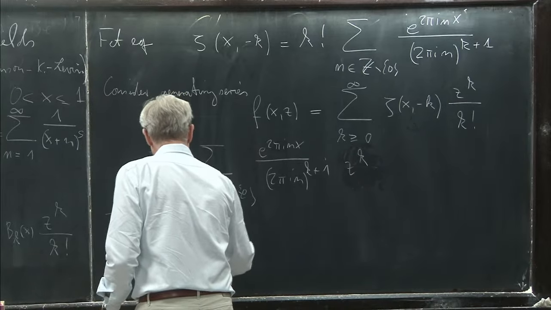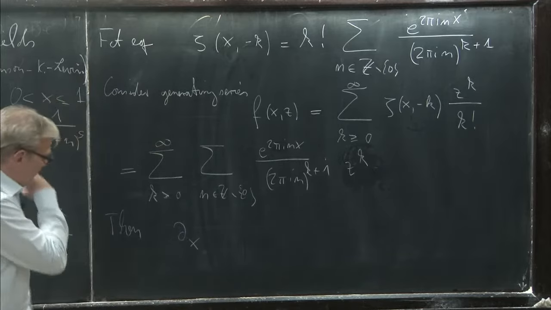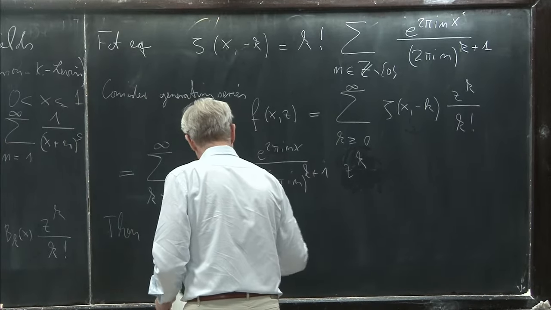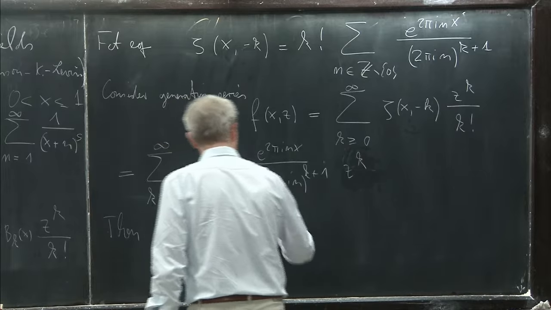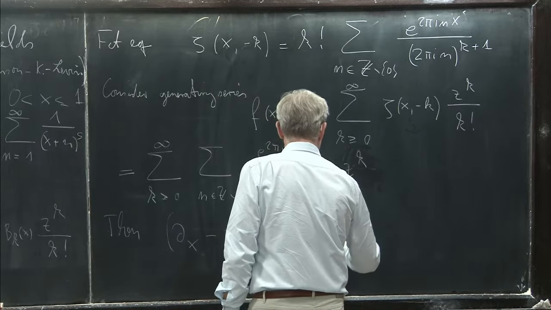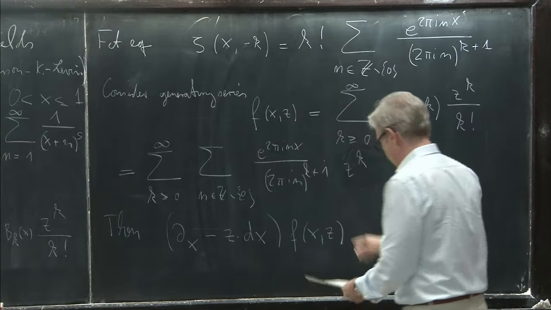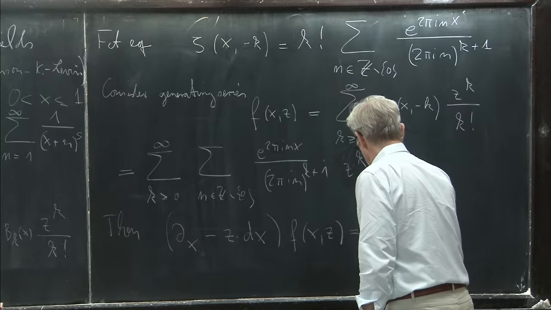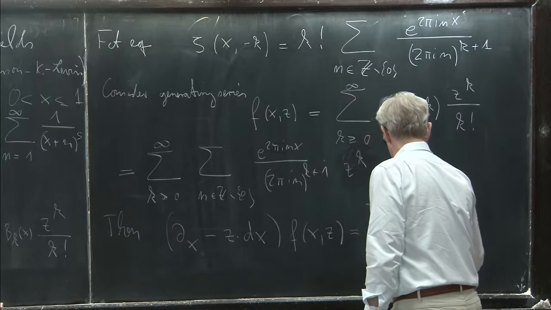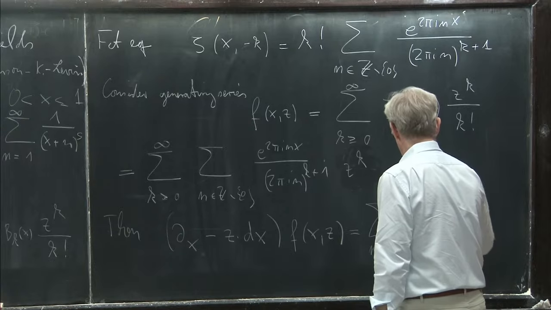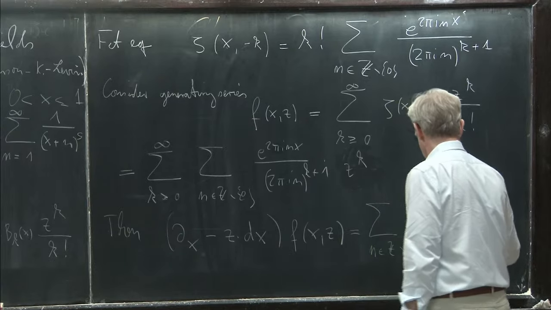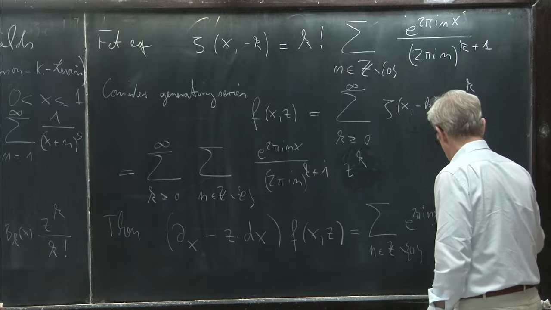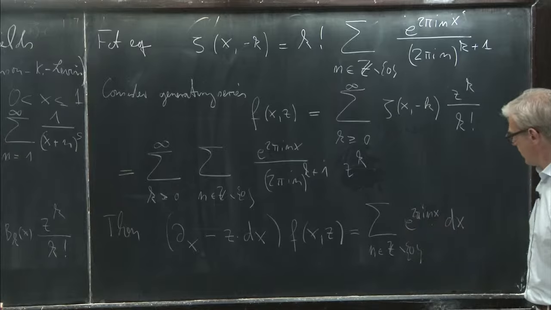So if you apply the following operators, you differentiate with respect to x minus z times dx, and you apply it to this f of xz, then what you get is the following. You get the sum over all z minus 0 of e to the 2 pi i n x times dx. Yeah, easy calculation.